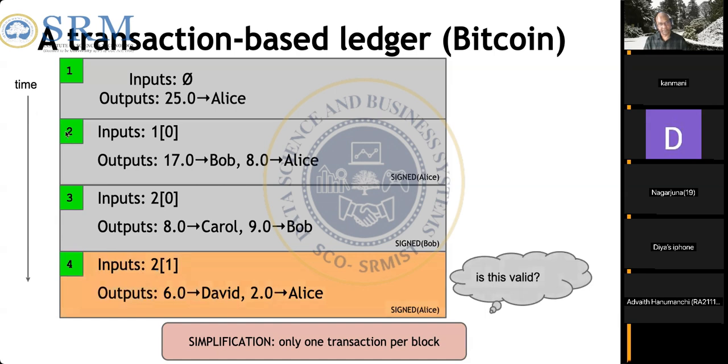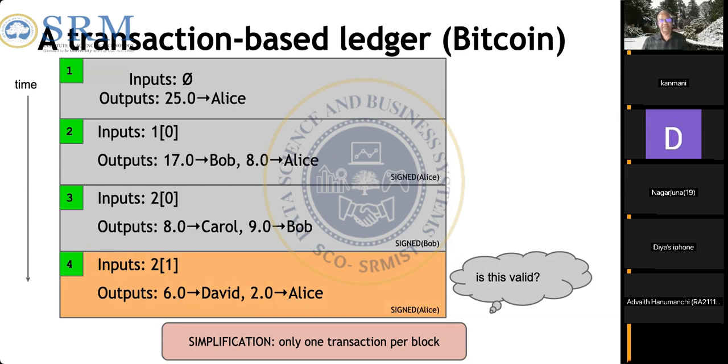So again, transaction with the ID 2.1 means the second coin. So now we are talking about this new coin created, which has 8 coins value. And then it outputs 6 coins to David and 2 coins to Alice, right? So basically, this is another transaction.